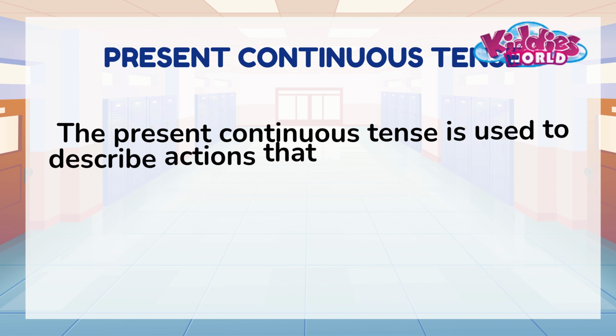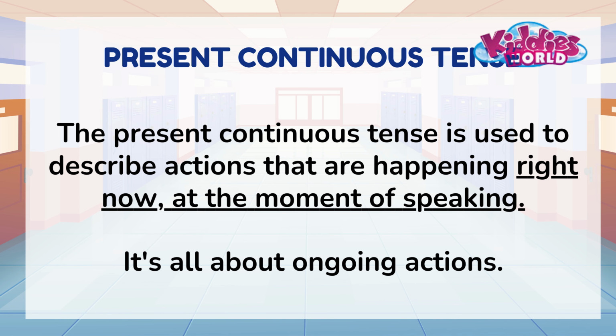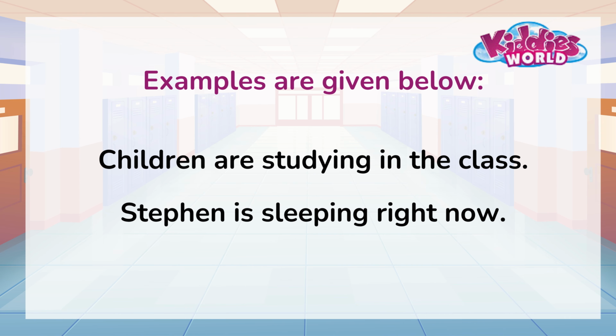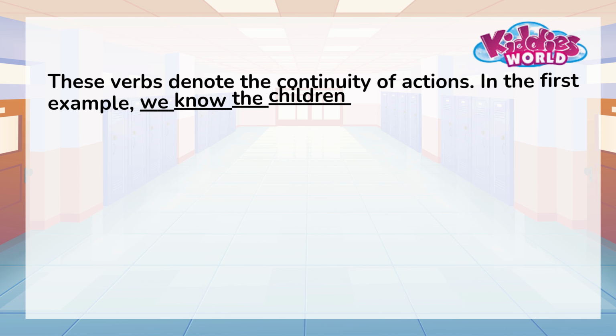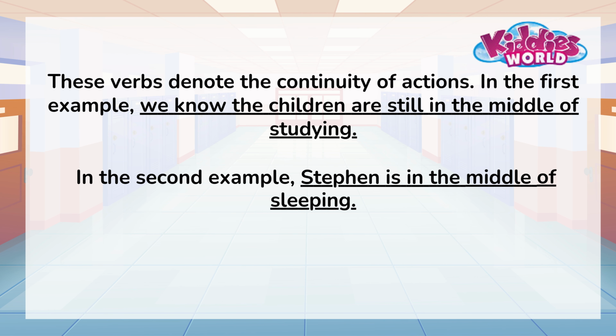The present continuous tense is used to describe actions that are happening right now, at the moment of speaking. It's all about ongoing actions. Examples are given below. These verbs denote the continuity of actions. In the first example, we know the children are still in the middle of studying. In the second example, Stephen is in the middle of sleeping.